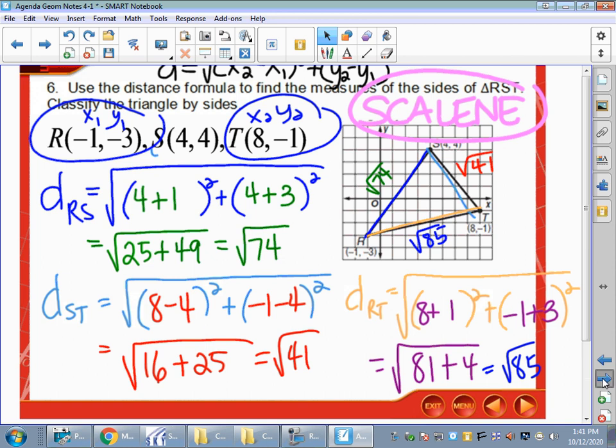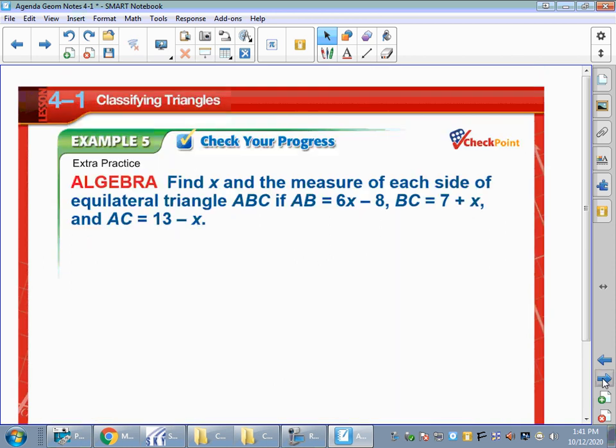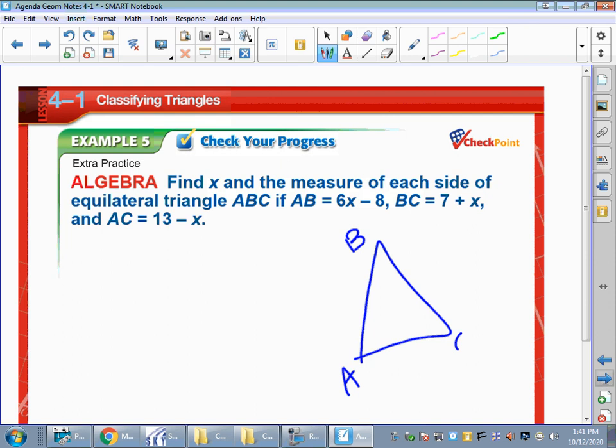I've got a word problem over here, but I think probably it says it's an equilateral triangle, right? I feel like I need to talk about it now. Equilateral triangle, 3 congruent sides. AB is 6x minus 8. BC is 7 plus x. And AC is 13 minus x.